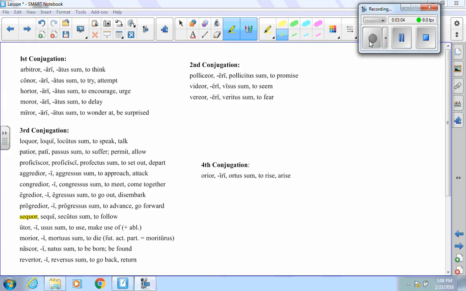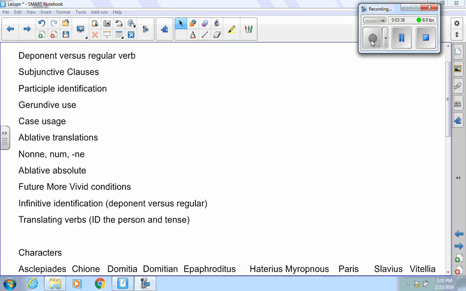If you want to start memorizing all of them, the ones that you need to know are the ones that I've highlighted here. These are the ones that we've either seen or are going to see very quickly. So conor, portor, moror, loquor, proficiscor, aggredior, congredior, egredior, progredior, sequor, nascor, revertor, and vescor. Knowing what they mean and knowing that they're always going to have a passive form will help us out on this next test.